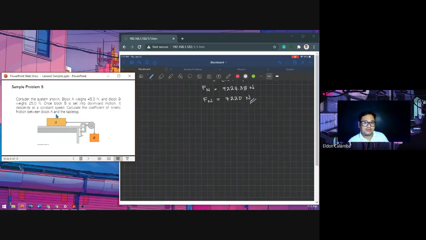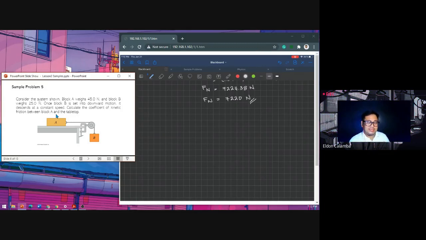So friction, you have two kinds of friction. You have static and kinetic friction. So once that your object is in motion already, it is experiencing kinetic friction. But if it is not in motion, it is just at rest, impending pa ang motion, or about to start pa ang motion, ang friction na nag-act sa kanya is static friction. Okay? So for this sample, consider the system shown.